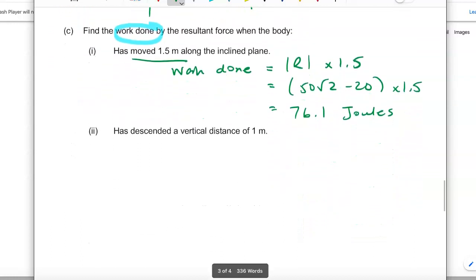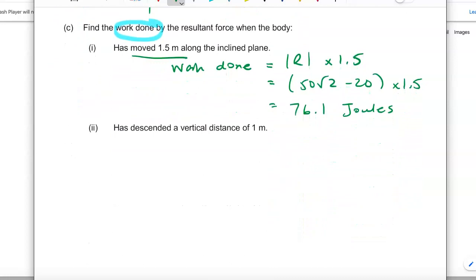So let's take a look at a different type of question. We want to know what work is done when the ball has reached a descended distance of 1 meter below where it was before. So if we go back to our picture of the object on that inclined plane, we want to know when it has rolled enough to be in line with 1 meter below where it currently was. So we actually need to know this distance here first so we can work out the work done.